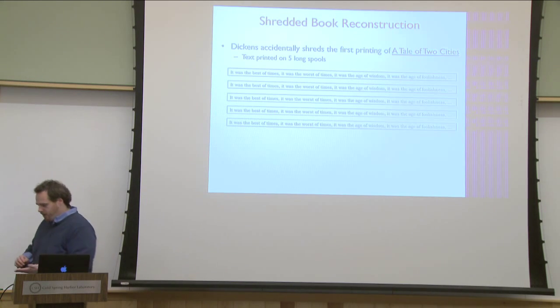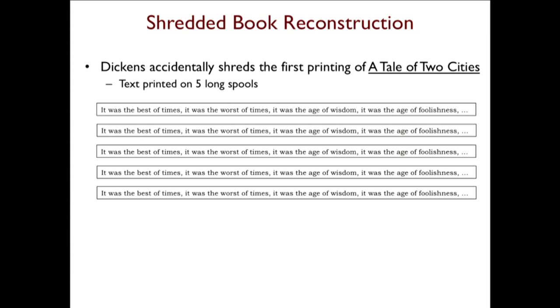The story I like to tell to set the stage for genome assembly is to imagine that you're Charles Dickens and you just finished writing A Tale of Two Cities, which begins, it was the best of times, it was the worst of times, it was the age of wisdom, it was the age of foolishness, and so forth. Charles is very proud of his work, and wants to make many copies of it and distribute it to the world. So he goes to the print shop, but instead of getting it printed on pieces of paper, he gets it printed on these long spools. Hopefully this is my very transparent metaphor for long strands of DNA that have many copies of it.